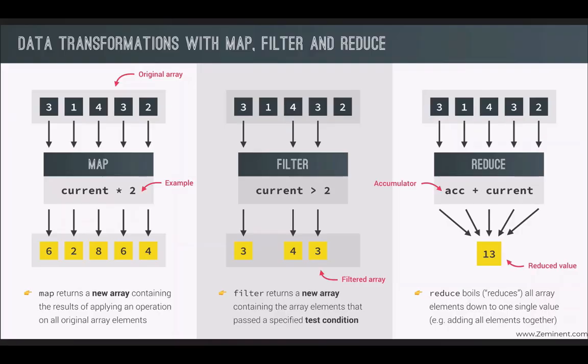That is the value we actually get returned from the reduce method in the end, and there is no new array in this case, only the reduced value. That probably sounds more complicated than it is. So let's just put it into practice right in the next video.